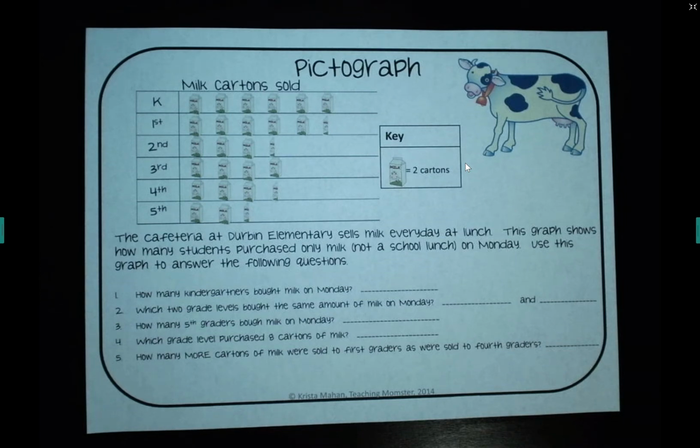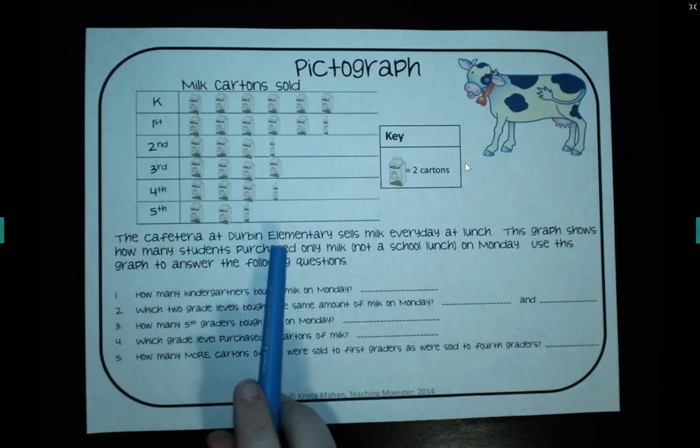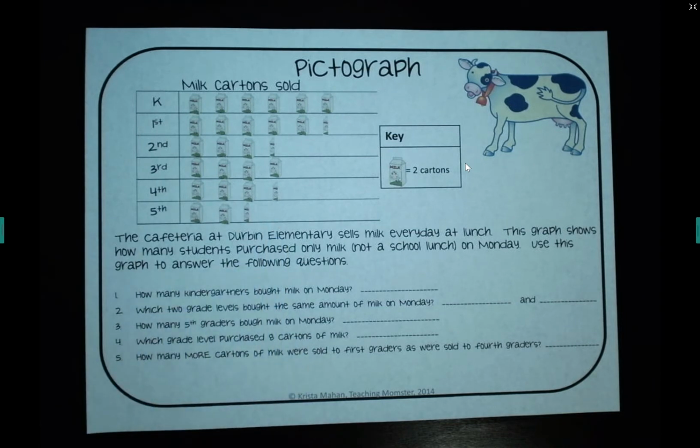So right now we are going to be talking about pictographs. I have an example right here of a pictograph and some questions. We're going to do a couple different pictographs and then we're going to talk about making a pictograph.